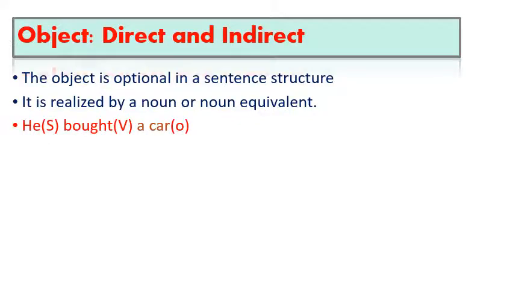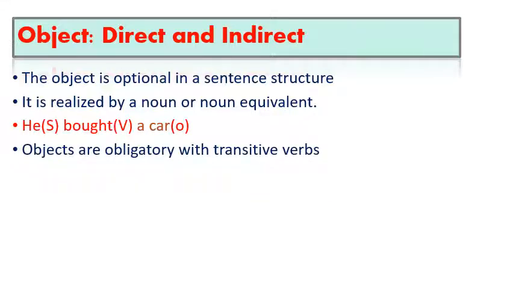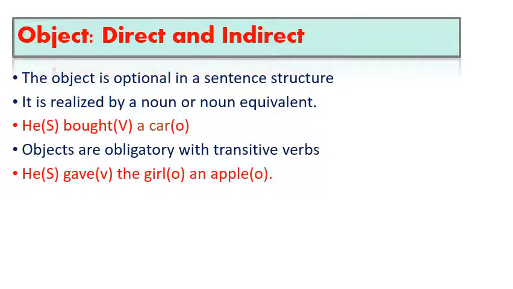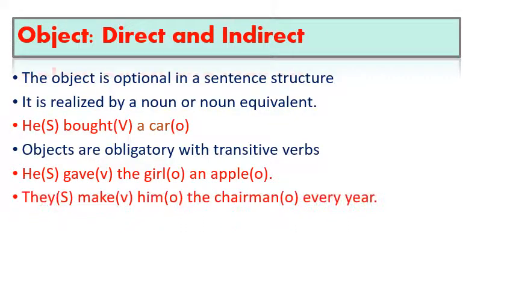An object is usually realized by a noun or a noun equivalent. Of course, you know what noun equivalents are: pronoun, noun clause, noun phrase, gerund phrase, and so on. Now, objects are obligatory with transitive verbs. Transitive verbs are those verbs that allow objects. So, in the sentence below, he gave the girl an apple. We have the verb give, which is a transitive verb because it allowed the use of the girl and an apple, which are objects. The girl is an indirect object, while an apple, which came in contact with the subject first, is the direct object.